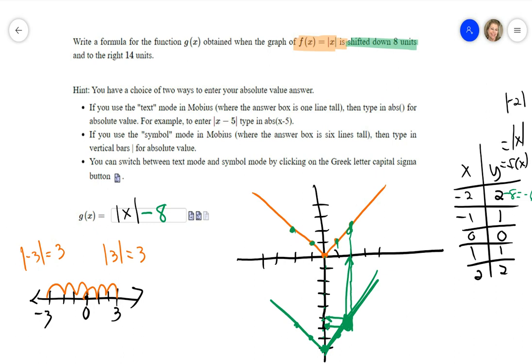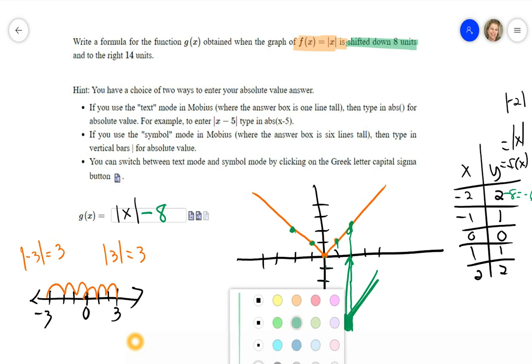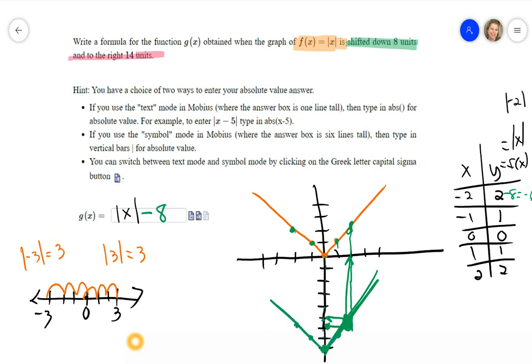And then you're going to shift it down 8 units, and then you're going to shift it to the right 14 units. Okay, now this one's a little more difficult. When you shift it to the right, it's now going to go over 1, 2, 3, 4, 5, 6, 7, 8, 9, 10, 11, 12, 13, 14. Okay.